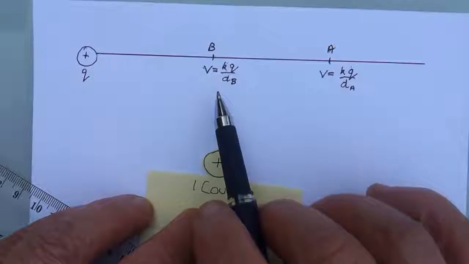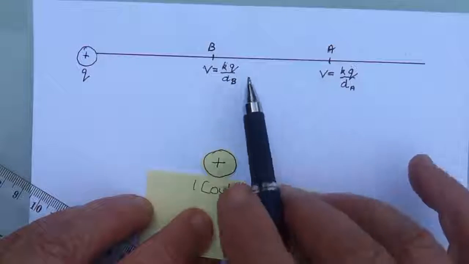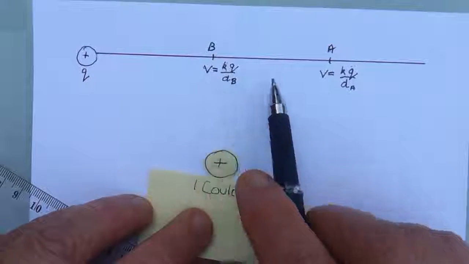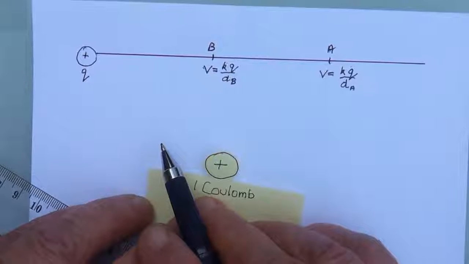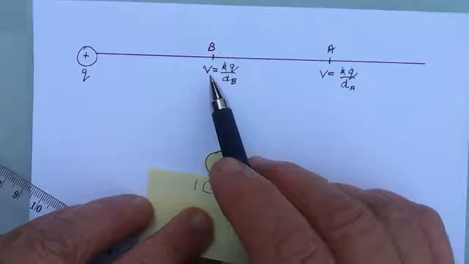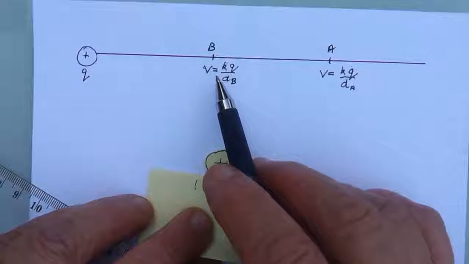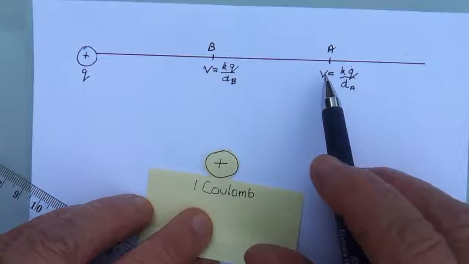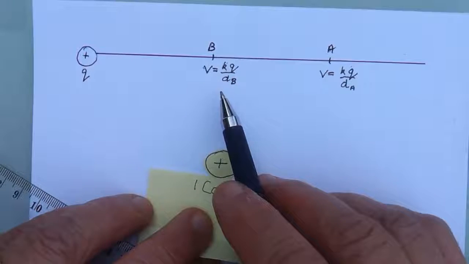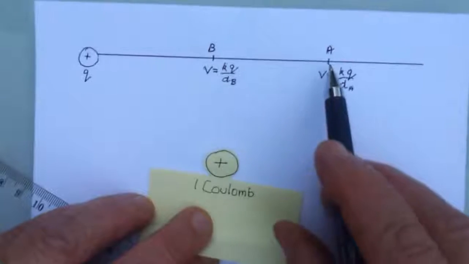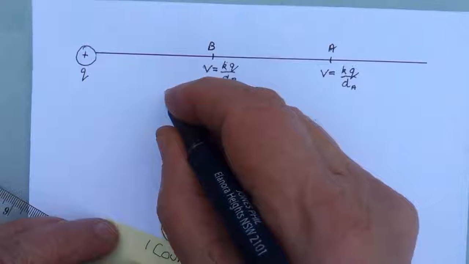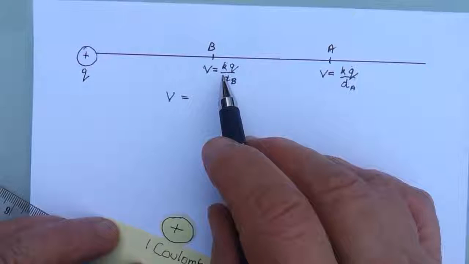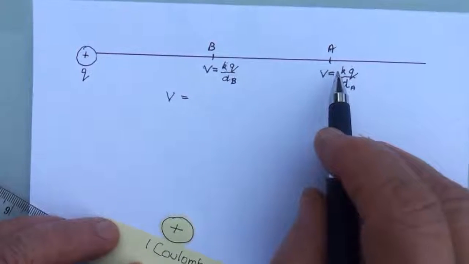Question: which spot here do you think is at a higher potential? B or A? Now, if you said B, you're correct. B is at a higher potential, and this is at a lower potential. Now here we can see how we could work out the potential difference between B and A. The potential difference between those two would be the potential at B minus the potential at A.